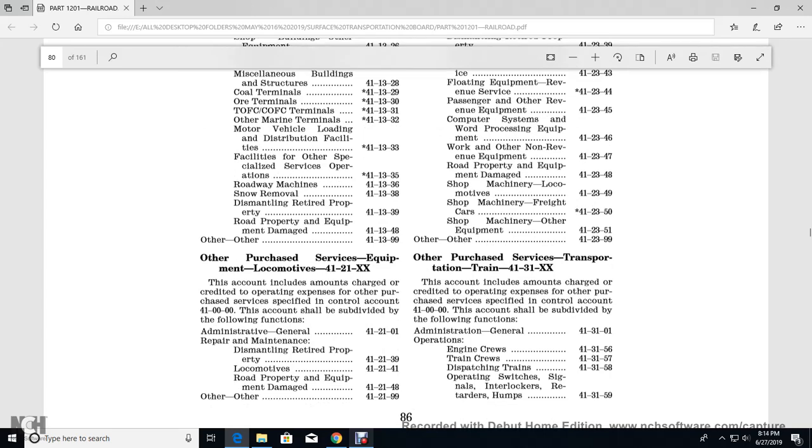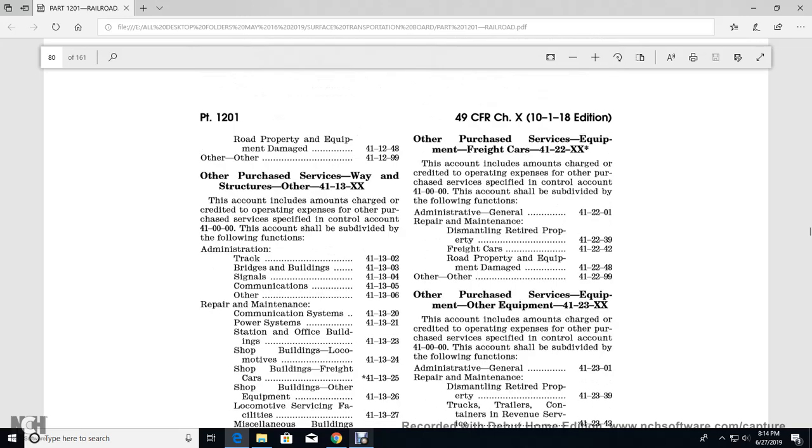4121 double X. The account is included with the credit operating expense of other purchased equipment, specified control account 410000. The account shall be subdivided by the following functions: administrative, general, repair, maintenance, dismantling retired property, locomotive, road property, equipment, and damage of the other purchases of the equipment.